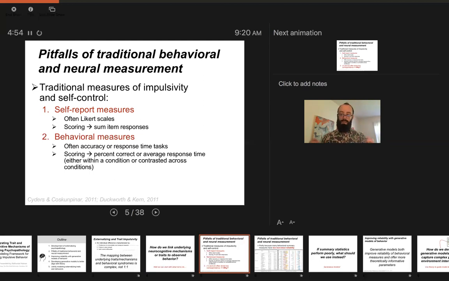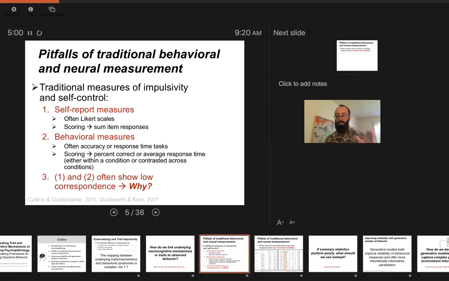And so at the end, we get some quantifiable number that we use to quantify your impulsivity. Now, the problem is if we have the same people do both of these, self-reports and behavioral measures, if one says that you're very impulsive, often that's not the case for the other. And so they don't show high correspondence. And so one of the questions that really drives this first study I'll talk about is why is this the case?